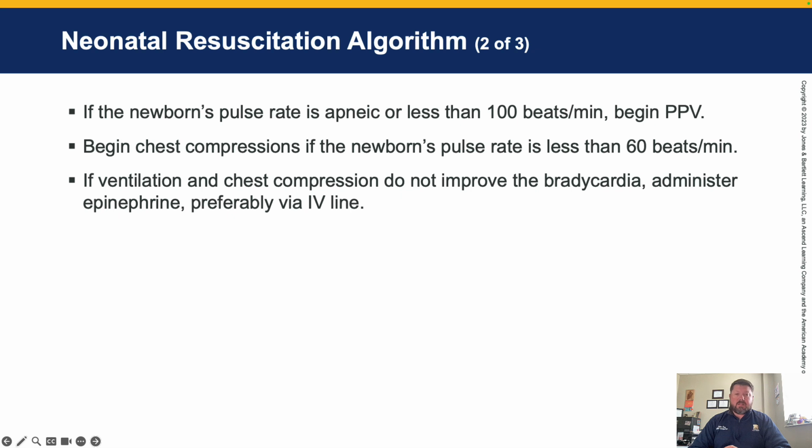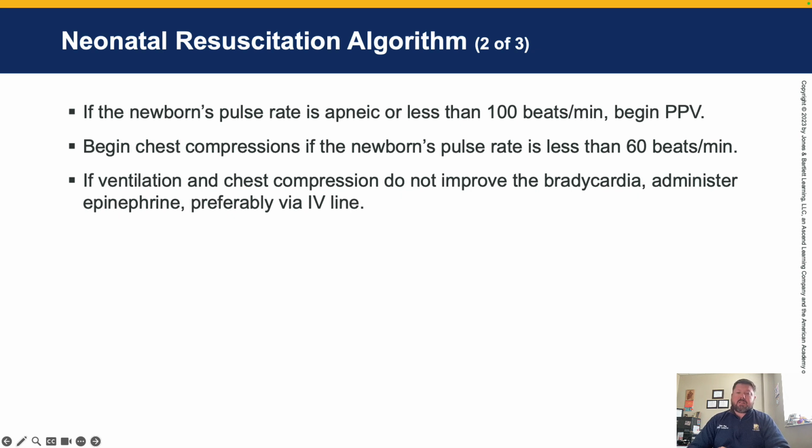If the newborn's pulse rate is less than 60 after we have ventilated the patient and we've gone several rounds of ventilations, then we will begin chest compressions. Effective chest compressions should result in palpable pulses. Use a pulse oximeter when resuscitation is anticipated. The newborn appears cyanotic. PPV or chest compressions are needed.